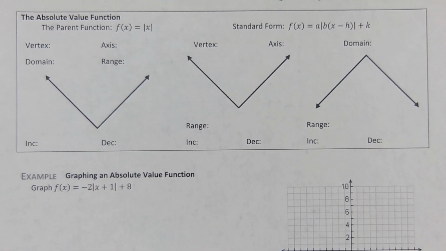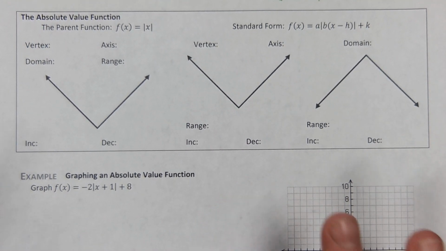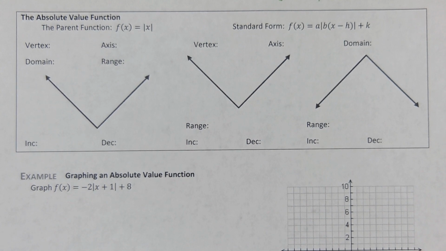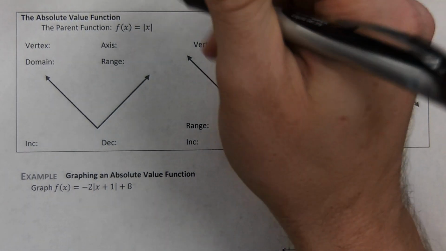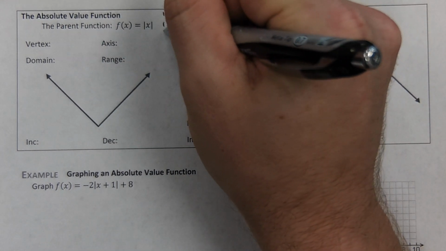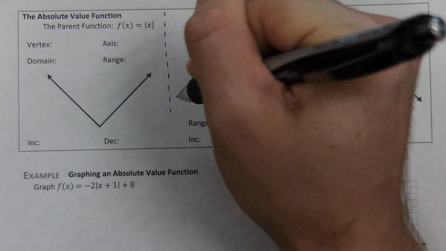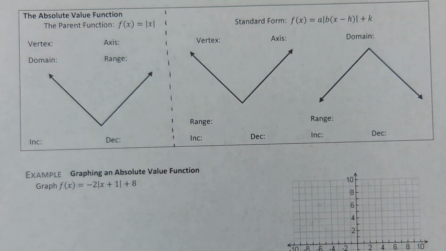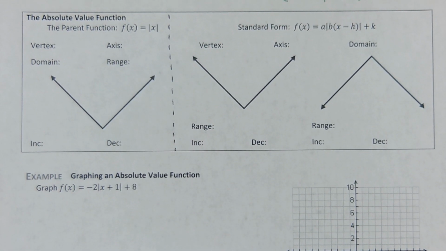So anyway, in this box, we are going to discuss the absolute value function. And I'm going to go ahead and artificially divide the box. On the left of the divide, we have the parent absolute value function. f of x equals absolute value of x.